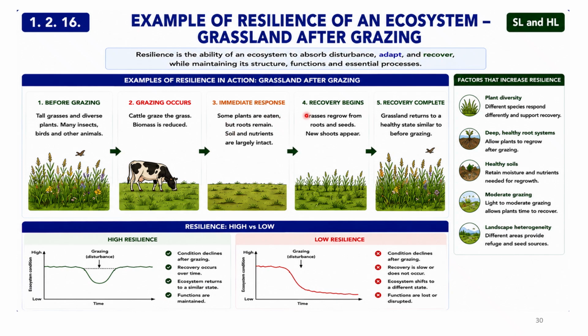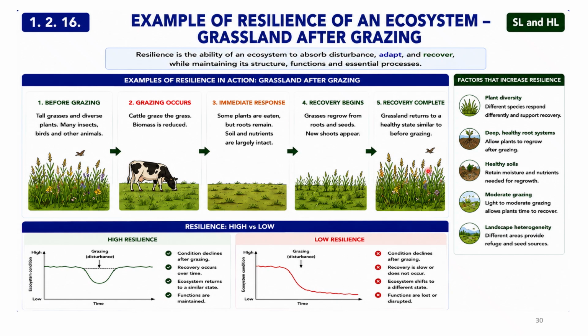However, in a resilient grassland, the underground root systems, seeds, and soil microorganisms remain largely intact, allowing the ecosystem to absorb the disturbance. Recovery begins as grasses regenerate from their roots and dormant seeds, producing new shoots and gradually restoring plant cover. Over time, the grassland returns to a condition similar to its original state, maintaining essential ecological functions such as nutrient cycling, soil stability, and habitat provision.